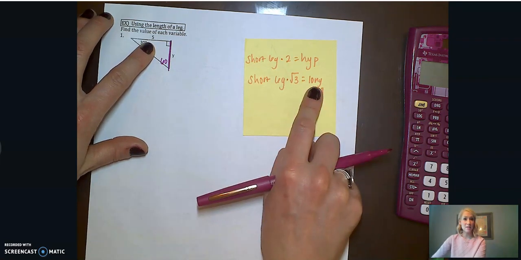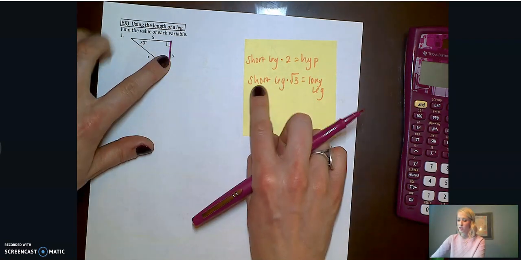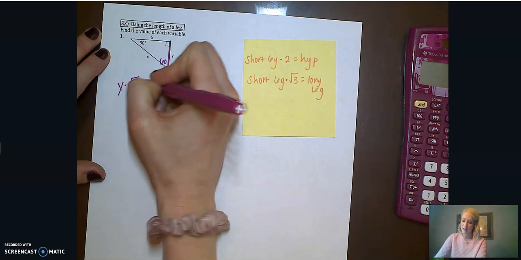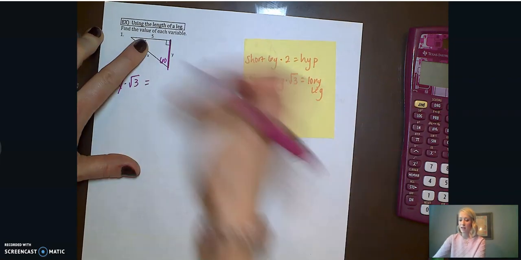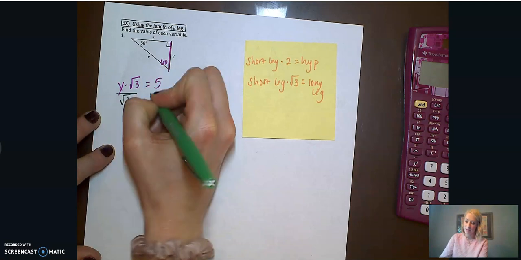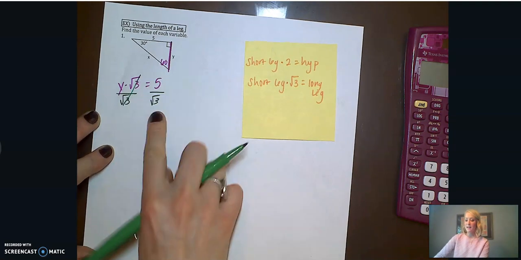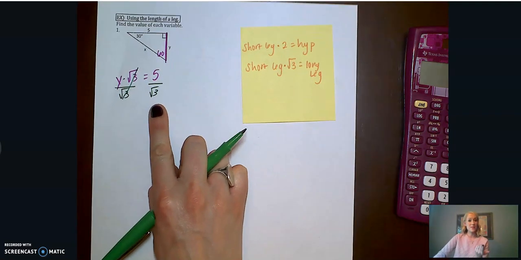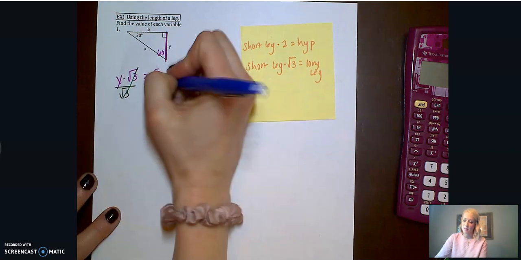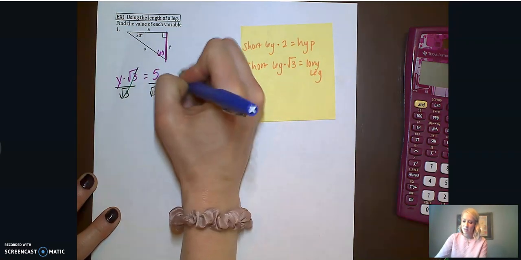I'm going to plug the legs into this guy. So short leg times radical 3, y times radical 3 should equal the long leg, which is 5. Not too different so far, but now I need to solve for y by dividing by radical 3. And here's where I'll have to do what we were doing yesterday. I just have to rationalize the denominator. So I don't know, hopefully after yesterday's lesson, that doesn't weird you out too much.